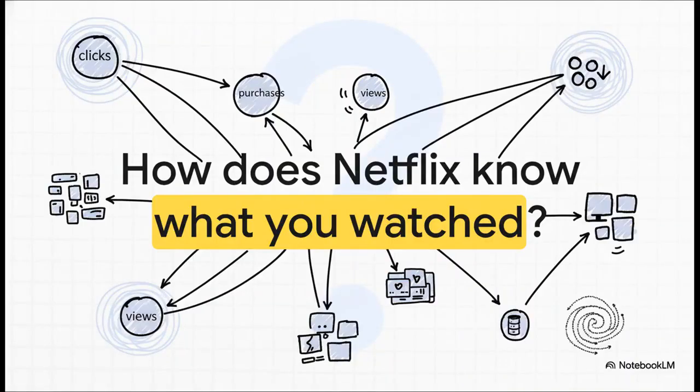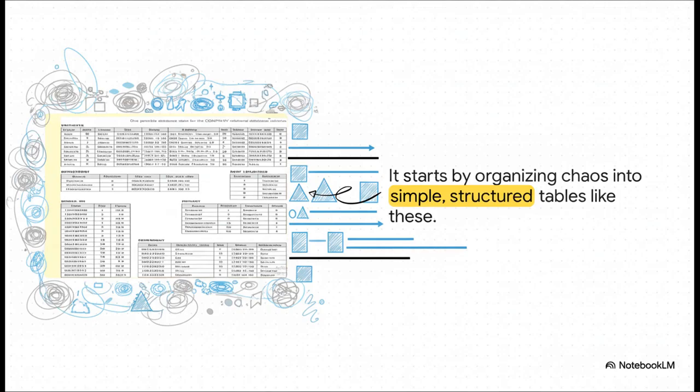Every click you make, every single thing you buy, every show you watch on a streaming service, it's all a tiny piece of data. And all those little pieces are connected. Your viewing history is tied to your account, which is tied to your payment info. It's this huge, tangled web, not just a simple list. So how in the world do you manage that mess?